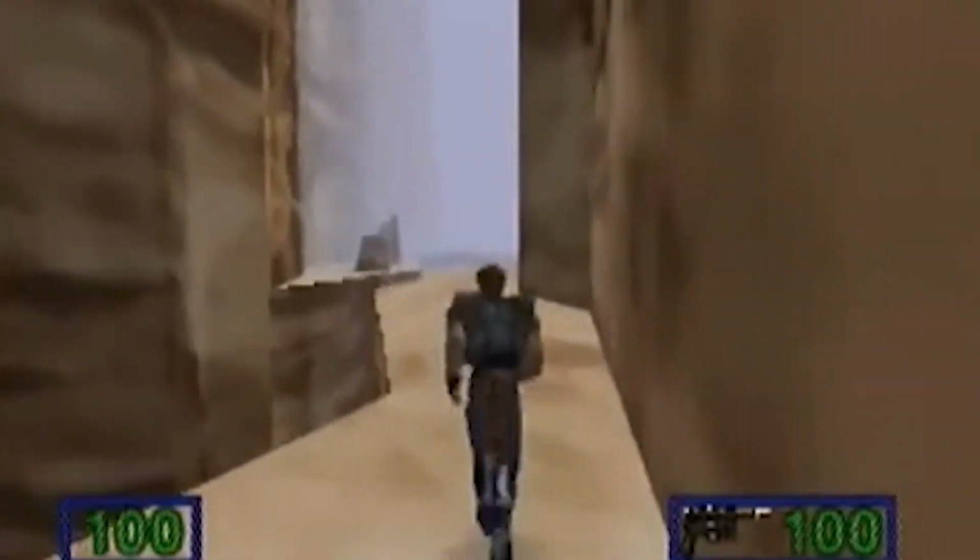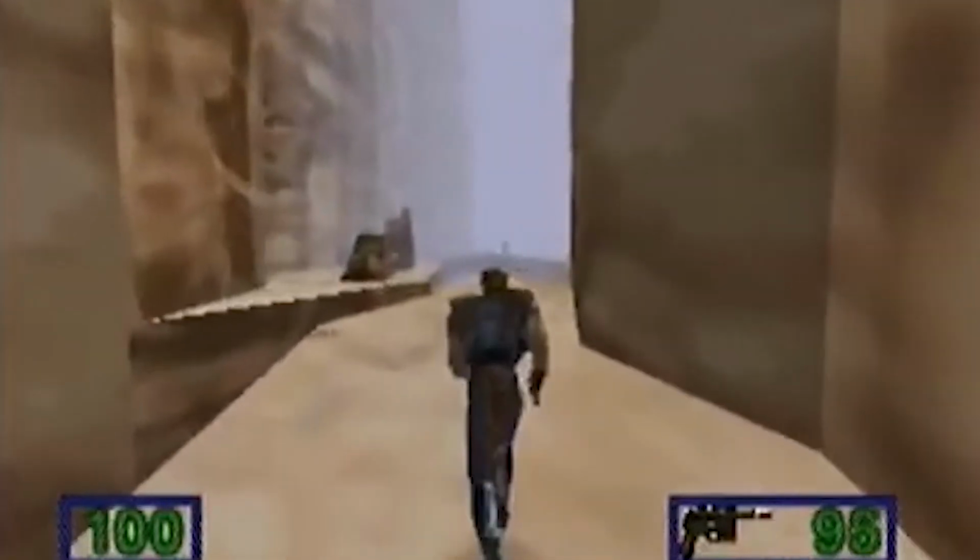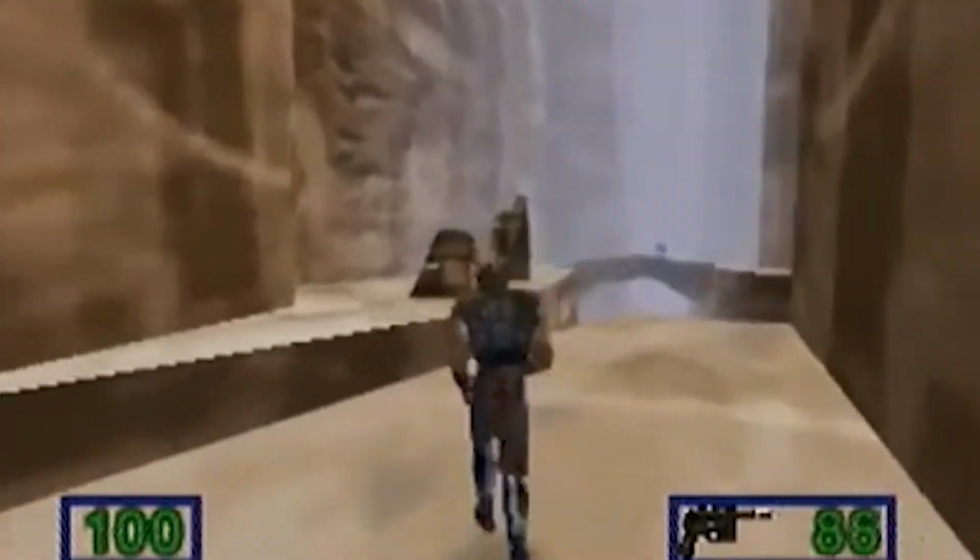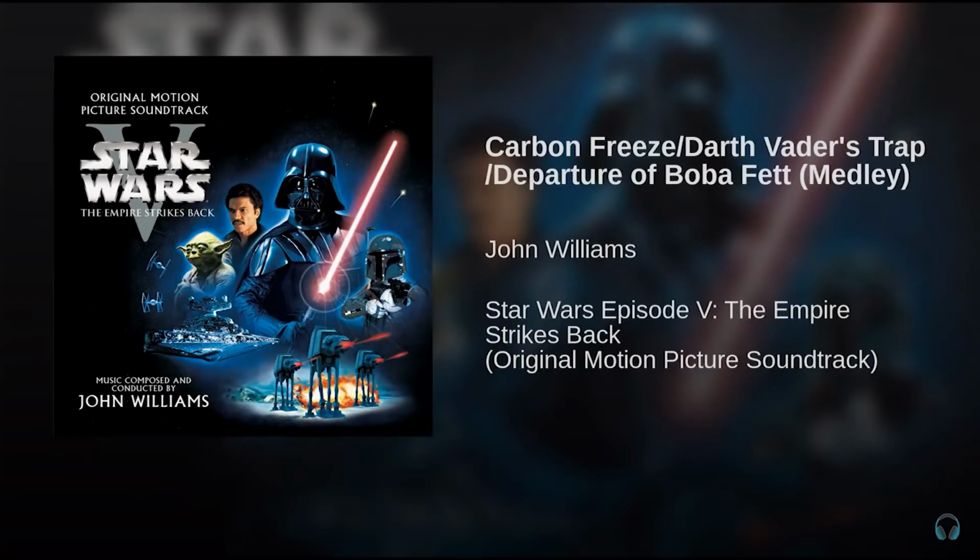But after this spring, I decided to see what the title of this cue was on the original soundtrack, and as it turns out, this is called Vader's Trap. It's not even Boba Fett's trap, it's Vader's.